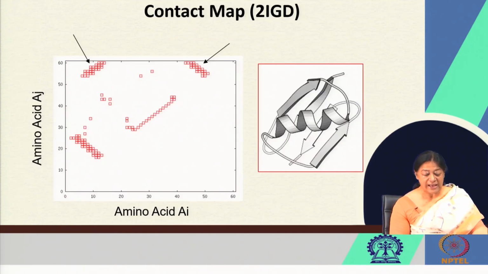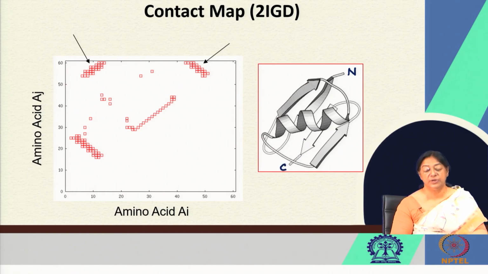So, if we look at the contact map for a specific protein here, we see that if we look at these two strands now, here is the N terminus. Why do we know this is the N terminus? Because this is where the protein, we cannot see, but we can see that the arrow ends here. So, this has to be the C terminus of the protein.